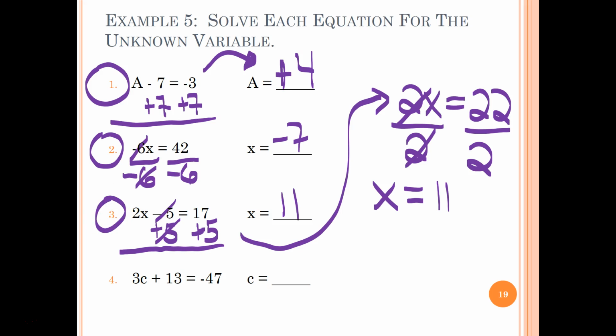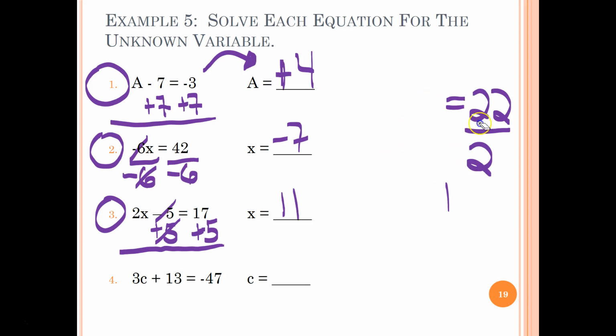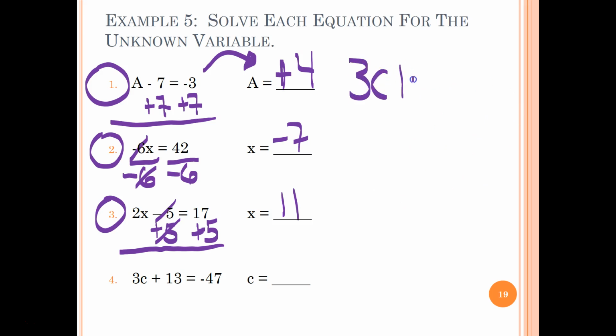So here we have 3c plus 13 equals negative 47. I'm going to give myself some space here, just because I know I'm going to run onto the end of the slide, and I don't want to do that to you guys. So we have 3c plus 13 equals negative 47.